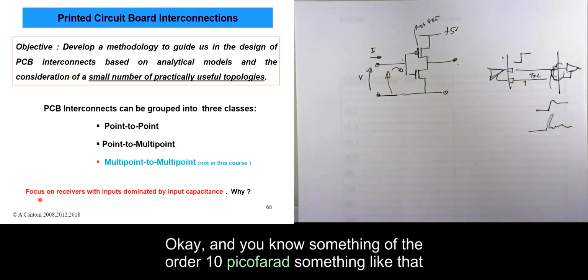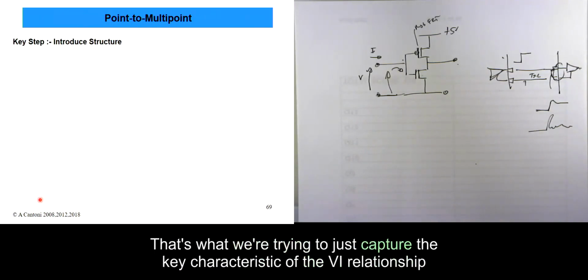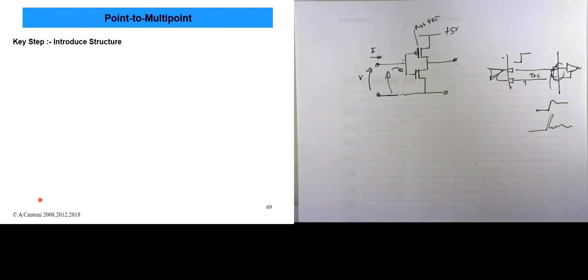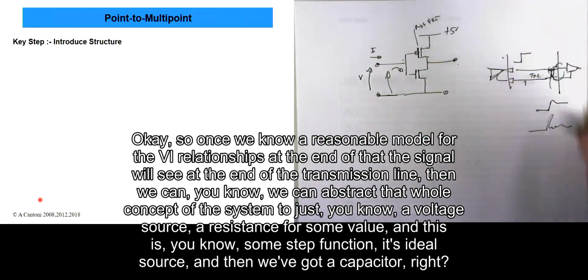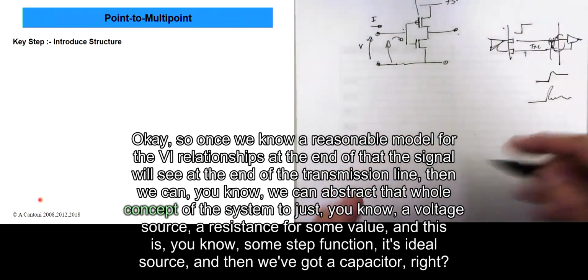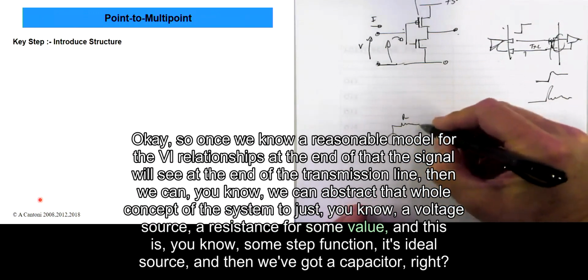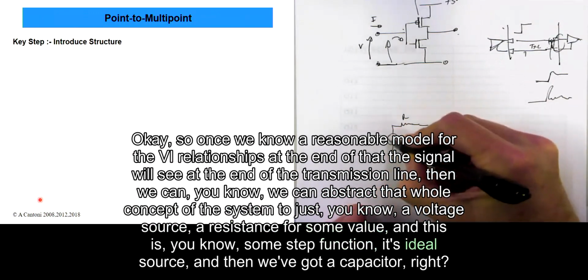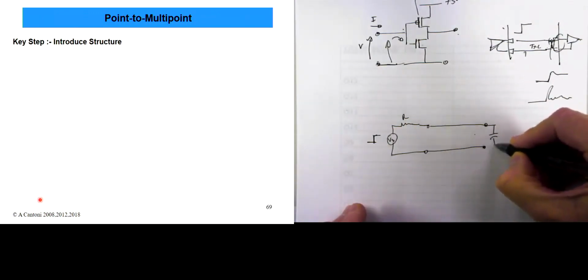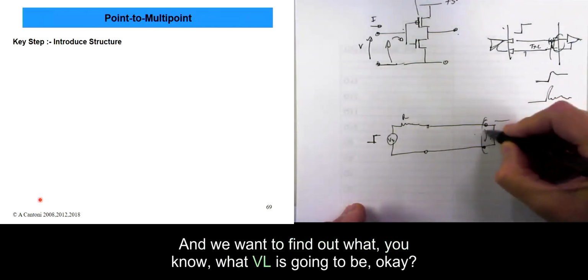And something of the order of 10 picofarad, something like that. Okay. That's what we're trying to capture, the key characteristic of the VI relationship. So once we know a reasonable model for the VI relationships at the end of the transmission line, then we can abstract that whole system to just a voltage source, a resistance of some value, and this is some step function, an ideal source, and then we've got a capacitor, right? And we want to find out what VL is going to be, okay?